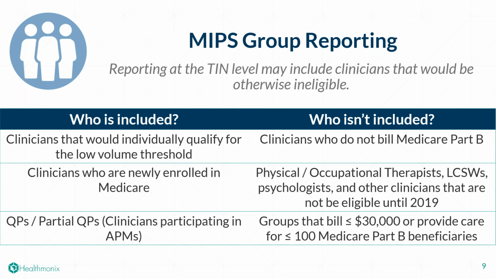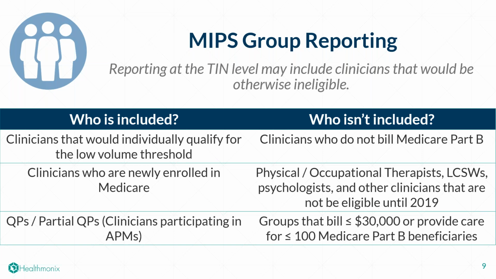So here we break down who's included and who is not included while reporting as a group. If you're reporting as a group, clinicians who would individually qualify for the low volume threshold would be included within the group reporting. So let's say a clinician only sees 50 Medicare beneficiaries and bills 10,000 Medicare Part B, but their group or their practice is reporting as a group, they would then be included within the group reporting. Clinicians who are newly enrolled in Medicare would also be included, along with QPs or partial QPs, which are clinicians participating in alternative payment models.